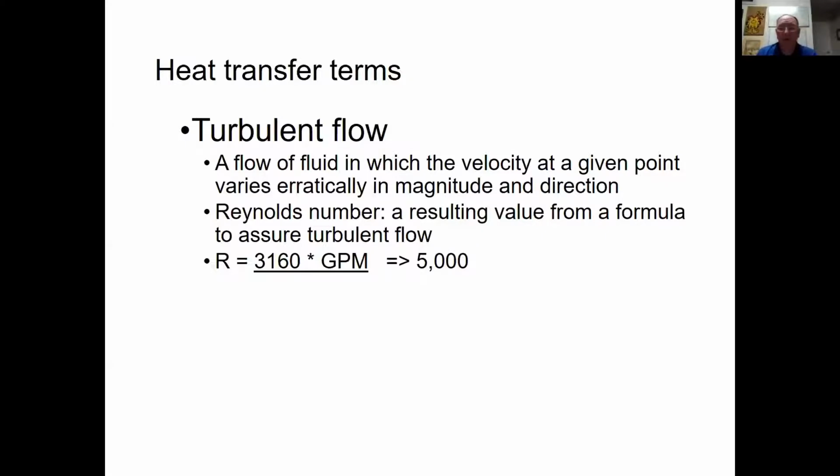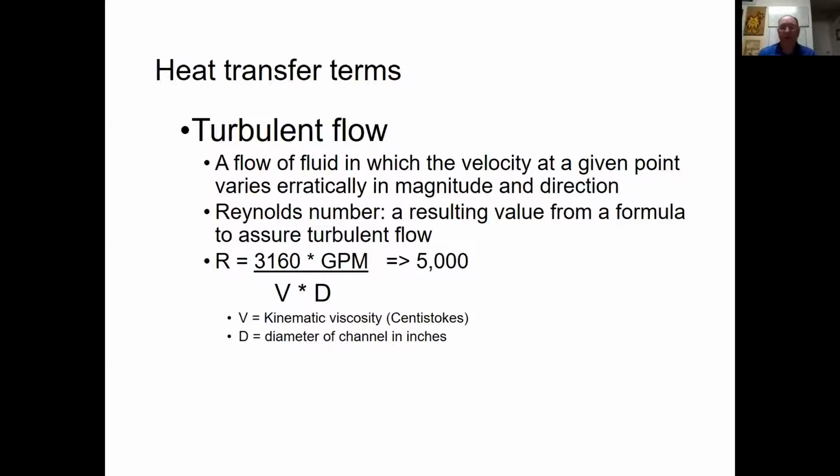There's a formula called the Reynolds number that can determine turbulent flow in a channel or a pipe. It's basically a value times the GPM divided by the viscosity of that fluid and the diameter of the channel in inches. So you multiply this constant of 3160 times the GPM, divided by the viscosity times the diameter of the channel. If it's greater than 5,000, then you can be assured that you have turbulent flow through that channel or that pipe.